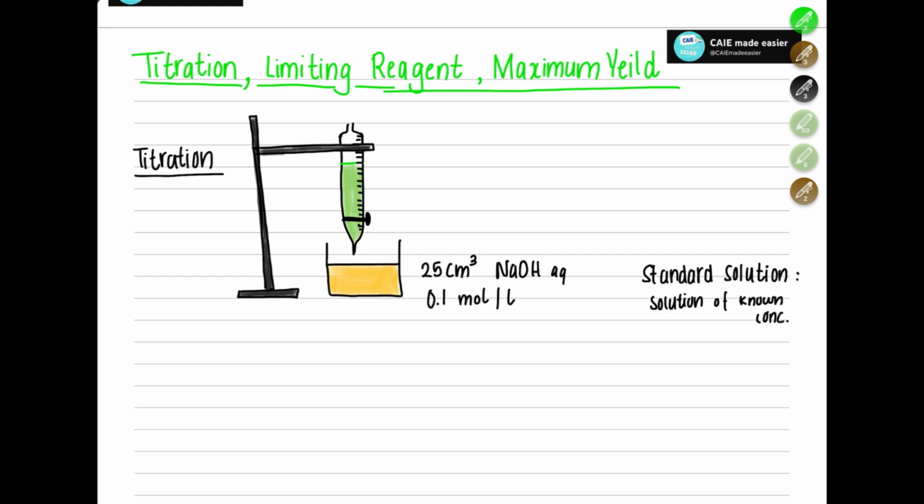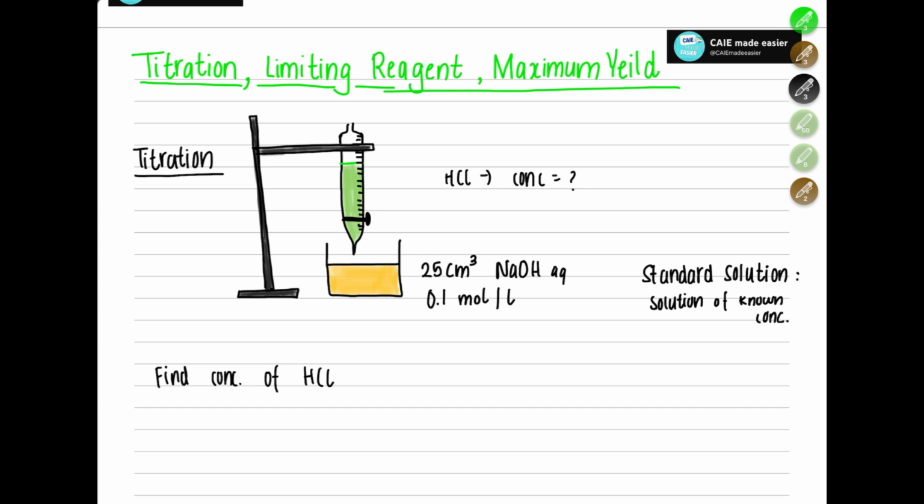Then in our burette, what do we have? Acid. We have hydrochloric acid, but the concentration is unknown. We don't know the concentration, and the question is find the concentration of hydrochloric acid. Now what happens is over here the burette is open, and drop by drop it reacts.